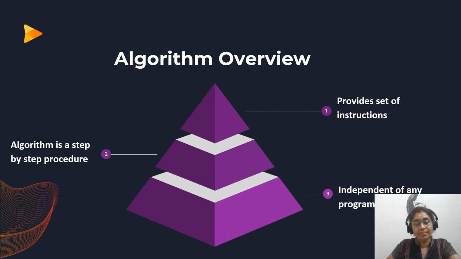What is an algorithm? We all know that it is a step-by-step procedure. It provides a set of instructions for a methodical implementation of ideas in a particular order. An algorithm is independent of any programming language. It can be implemented in any programming language. It is just a collection of steps.